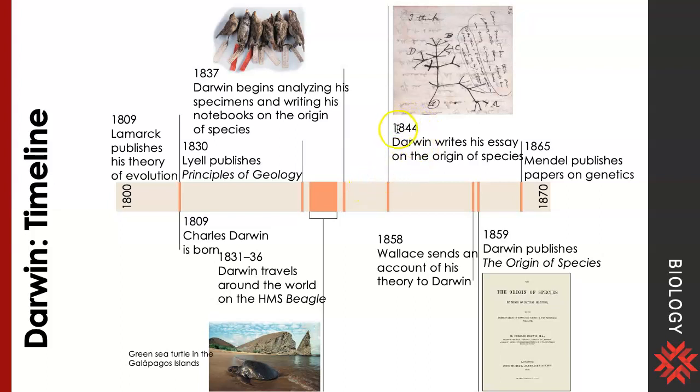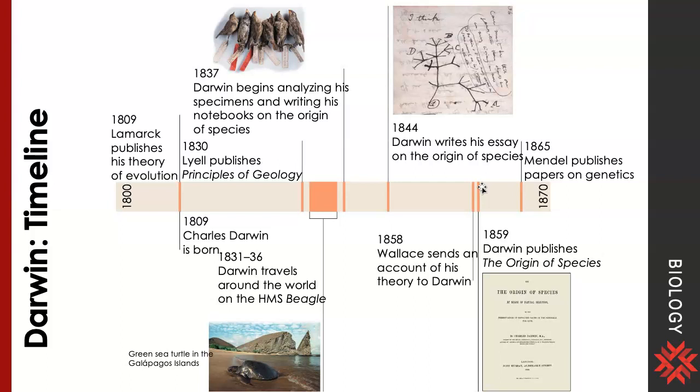In 1844, Darwin finally writes his essay. But if you look here on this timeline, way over here, 1859 is when Darwin finally publishes On the Origin of Species, describing how species are changing over time, and it's because of the inheritance of these characteristics that are most suited to the environment.